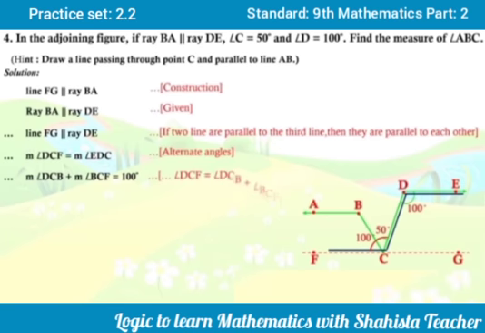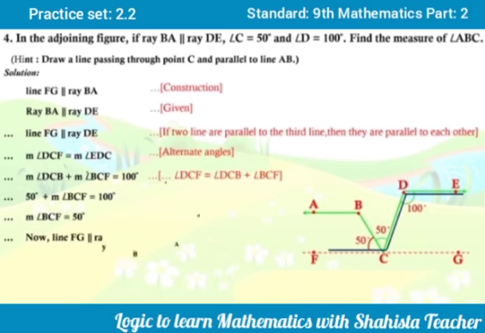So measure of angle DCF is equal to measure of angle DCB plus measure of angle BCF. Now 50 degrees plus measure of angle BCF is equal to 100 degrees. Keep BCF, which we are finding, on the left hand side, and it is equal to 100 degrees minus 50 degrees, which gives us 50 degrees. So BCF is an acute angle. BCF is equal to 100 minus 50, which is 50 degrees. Is that clear?